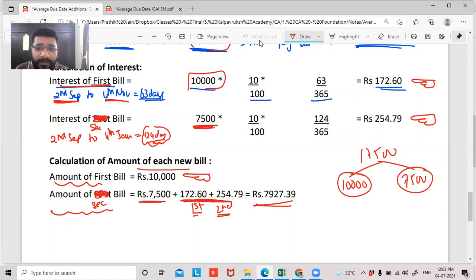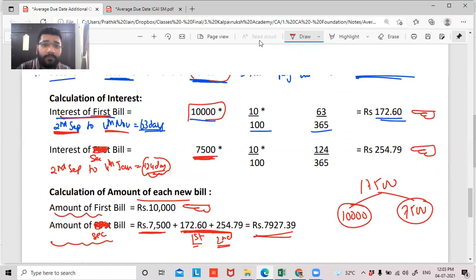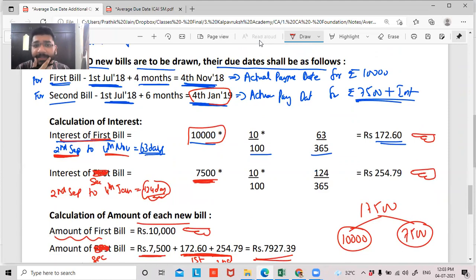Anybody's got any problem with this? Sir, yes. This 172.60, that is the interest. Upon 10,000, because this 10,000 rupees, did you settle it on the 2nd of September? No, sir. You paid on 4th of November. So how many days delay did you pay? 63 days. So on 10,000 rupees for 63 days, you have calculated this interest. That we can't show it with 10,000 itself, sir.